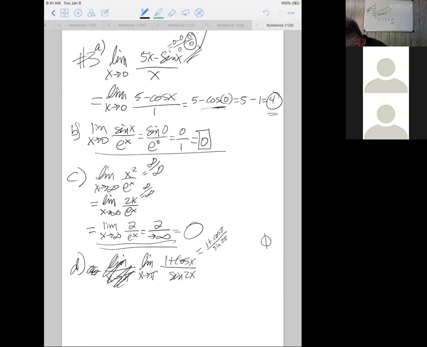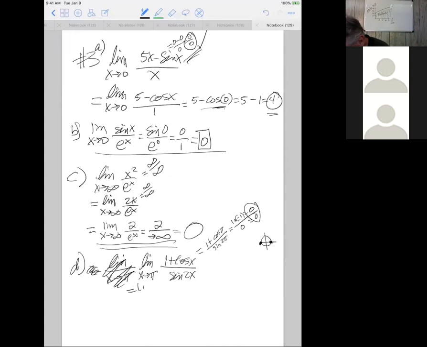On the unit circle, remember pi is over here and 2 pi is here. So the cosine of pi, that's the x, is equal to -1. So we get 1 plus -1, which is 0 on top. And on the bottom, we get the sine of 2 pi, which is 0. So we've got 0 over 0, therefore L'Hopital is appropriate.